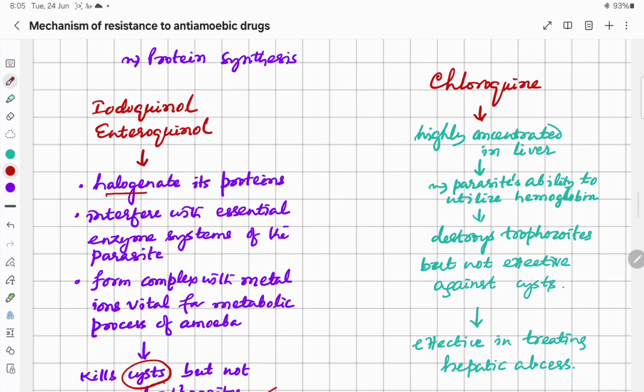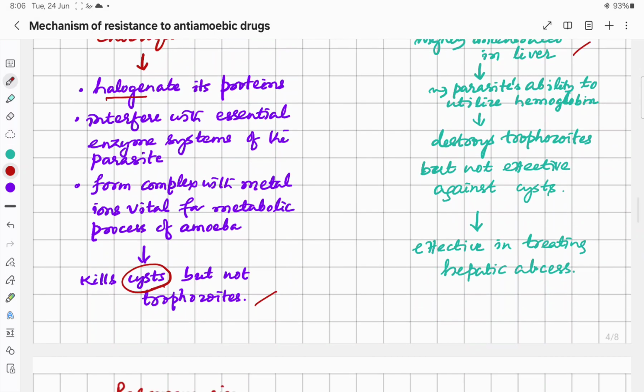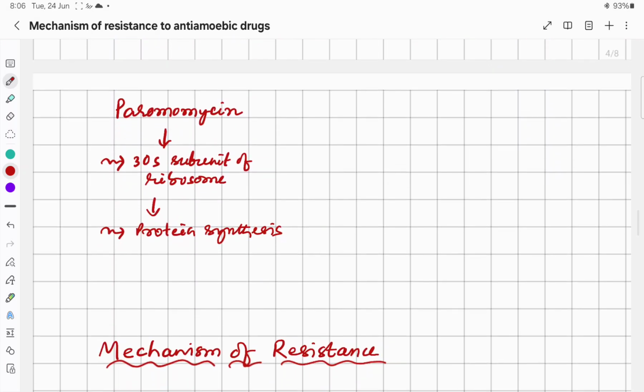Chloroquine is the drug which is effective against the hepatic abscess. They act against the liver because they are highly concentrated in the liver, and they inhibit the parasite's ability to utilize hemoglobin. So this is basically the antimalarial drug. So it destroys trophozoites but is not effective against cysts. Among the antibiotics, paromomycin inhibits protein synthesis by binding to the 30S subunit of the ribosome.